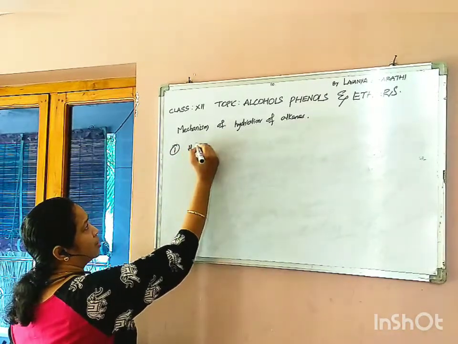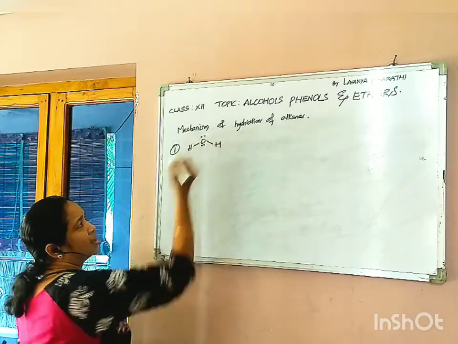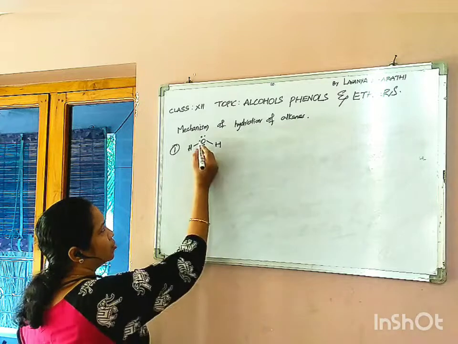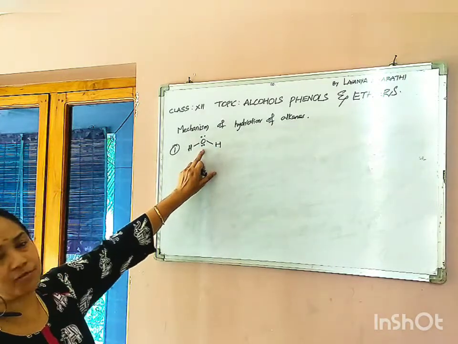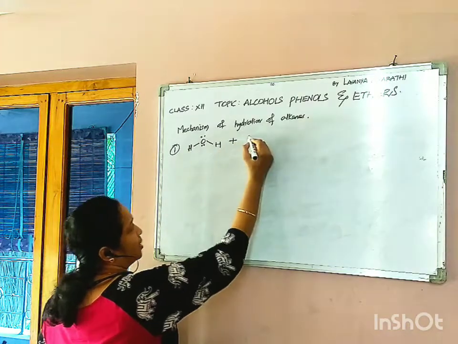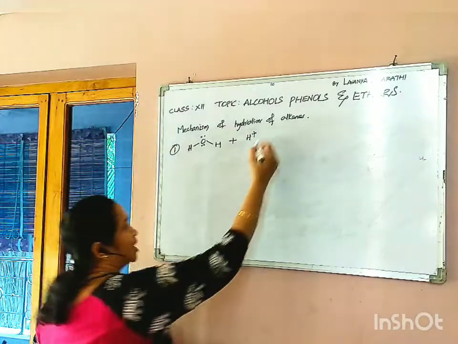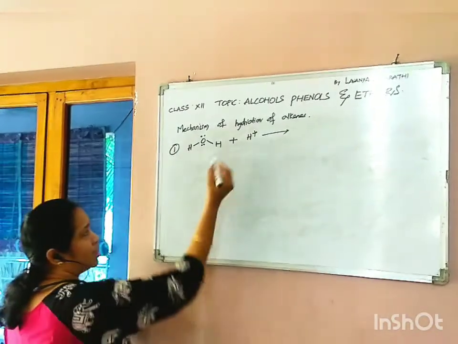You know the water molecule. Water molecule here, oxygen has 2 lone pairs of electrons. And these 2 lone pairs of electrons you have to represent on either side of the oxygen. And this H2O comes in contact with the H plus that is released by mineral acid. Now you know the formation of hydronium ion.